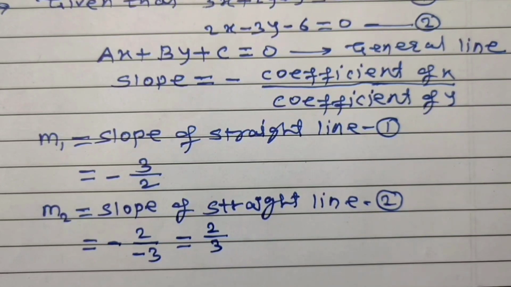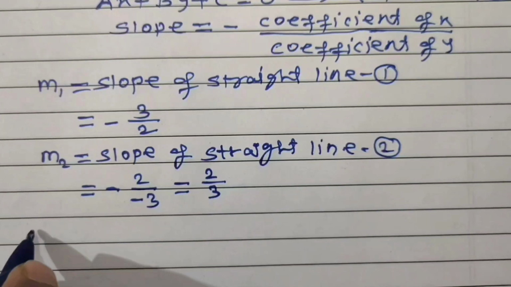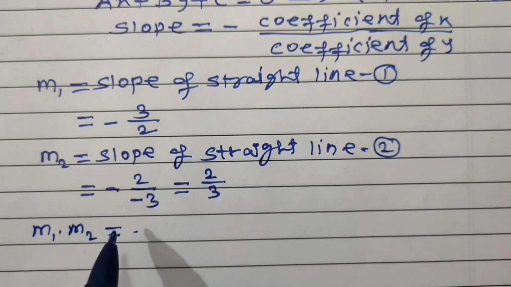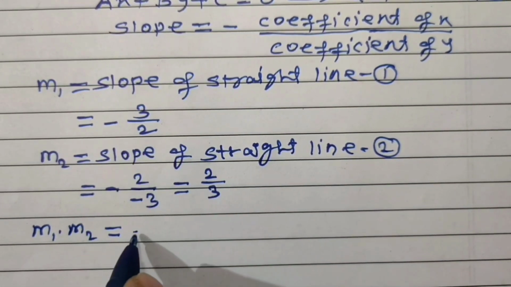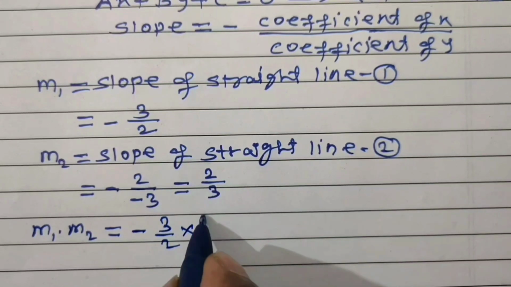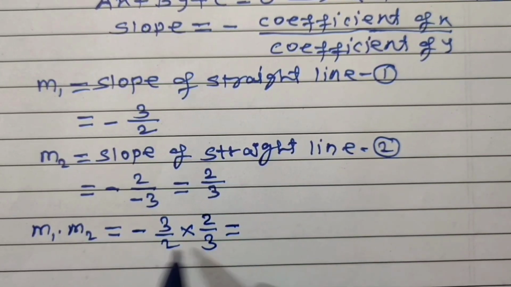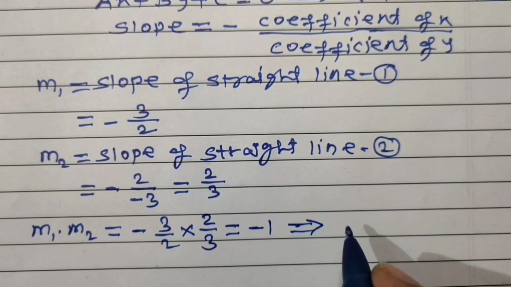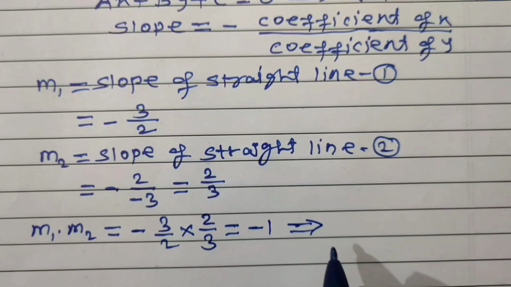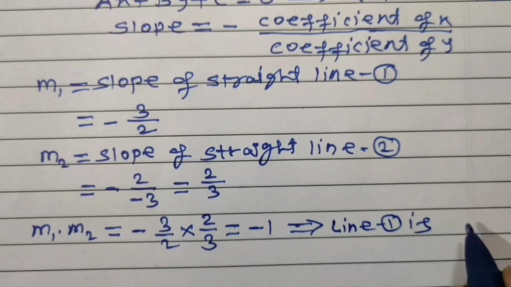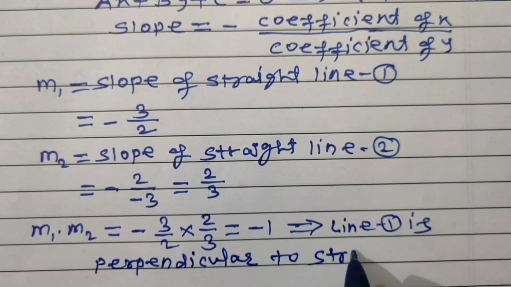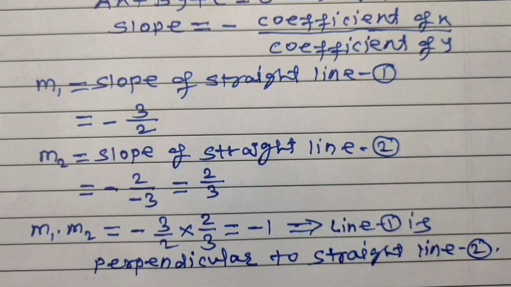Okay. Now the condition of perpendicular lines is given by m1 into m2 is equal to -1. We have to prove this. m1 is -3 upon 2 into m2 which is 2 upon 3. This is equal to, 3 gets cancelled, 2 gets cancelled, remains -1. This implies the condition of perpendicular lines is satisfied. Hence, straight line 1 is perpendicular to straight line 2. Hence the answer.